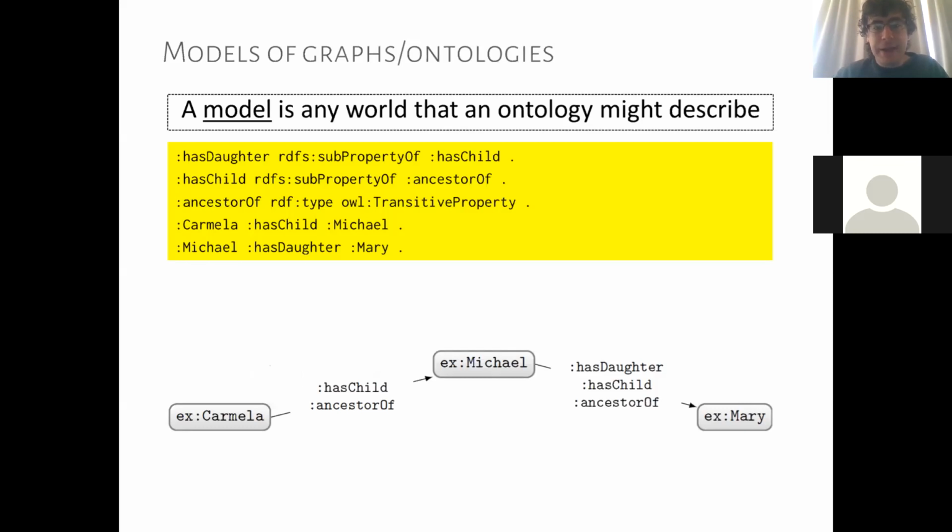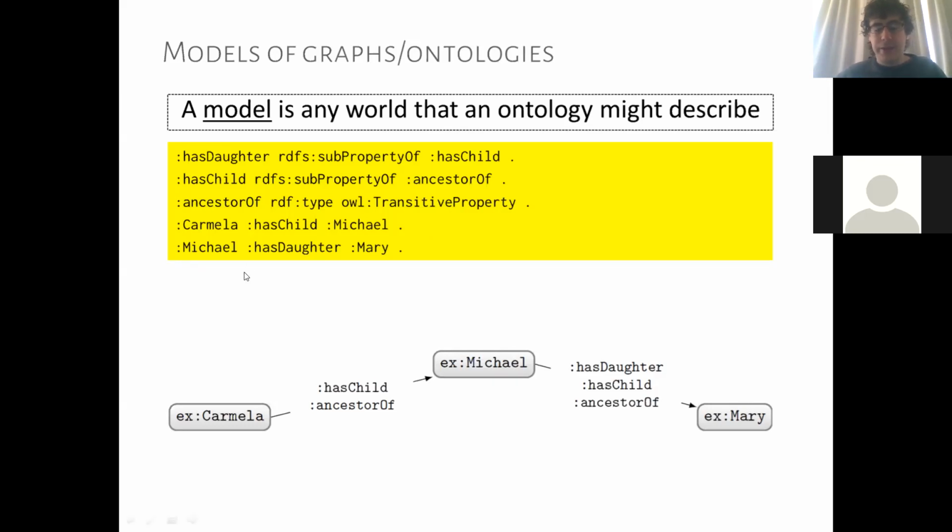So a model is any world that an ontology might describe, okay? So what this means is essentially that this is very conceptual, because we talk about a world as an analogy, but really what we have is a bunch of sets and sets of pairs and elements. It's just a mathematical abstraction, but it's a useful analogy to think about this idea of an ontology being a possible world. A model being a possible world that an ontology might describe.